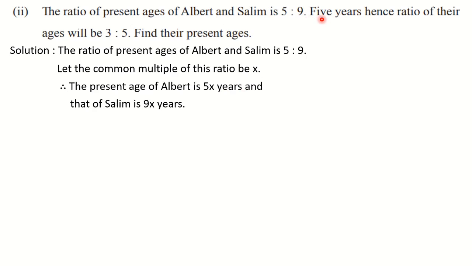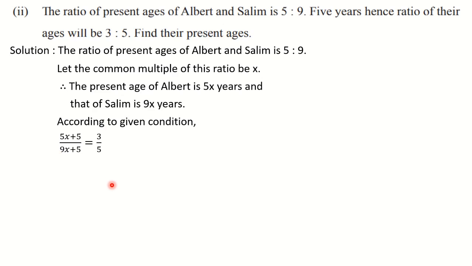Now make use of the condition. 5 years hence means what? After 5 years. So we have to add 5 in both the places here. So 5 years hence Albert's age will be what? 5x plus 5, and Salim's age is what? 9x plus 5. Okay, and the ratio is given. That means we have to write it in the form of numerator and denominator. So write according to the given condition. See, 5x plus 5, that is Albert's age, and 9x plus 5, that is Salim's age. We wrote in the form of ratio, and that ratio is given as 3:5. That means 3/5.